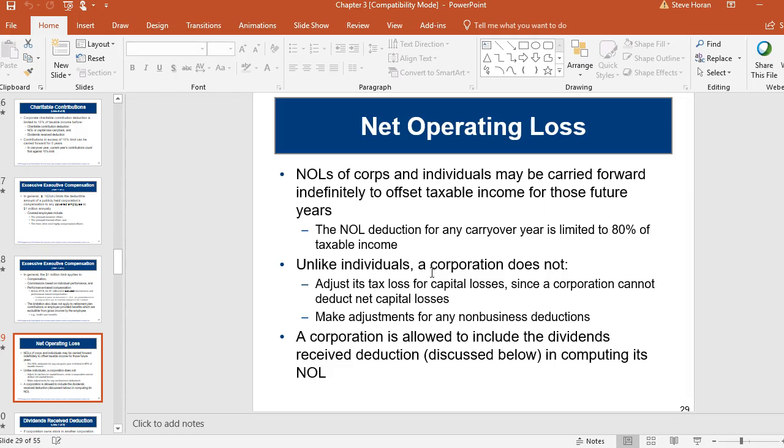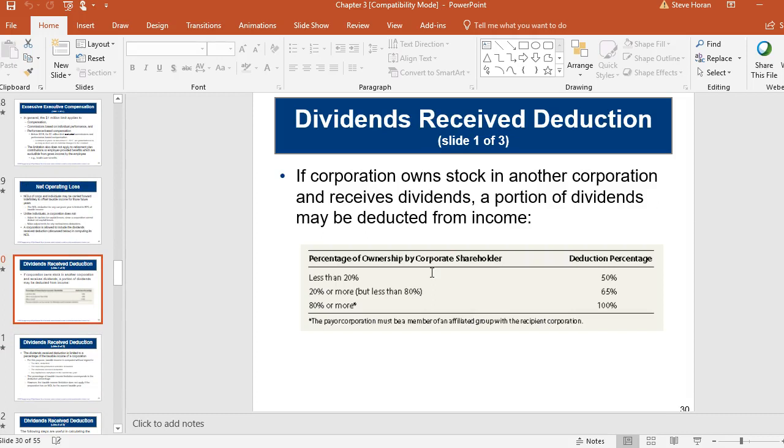A corporation is allowed to include the dividends received deduction in computing net operating loss, and they'll show us an example of that. So this is the dividends received deduction. And this is on the bottom of 13, and they also give a pretty good example of that on 14. So your corporation invests cash by buying stock of other corporations. And then you are going to receive dividends from those other corporations.